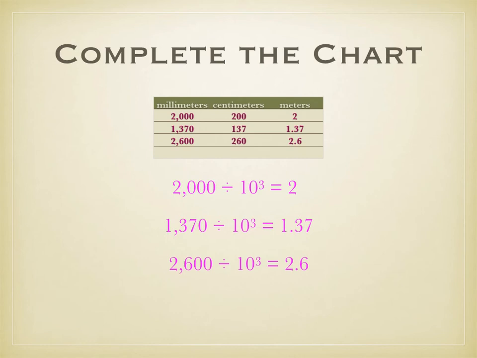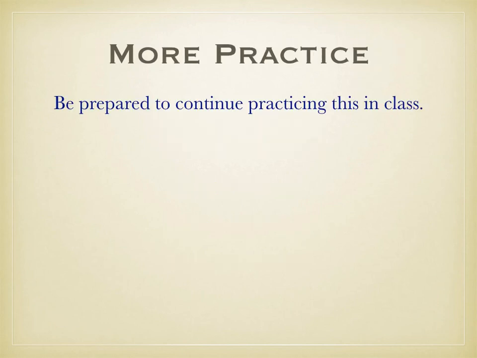And if you look at our chart, we have 2,000 millimeters is equal to 2 meters. 1,370 millimeters is equal to 1 37/100 of a meter. And 2,600 millimeters is equal to 2 6/10 of a meter. Be prepared to continue practicing this in class.